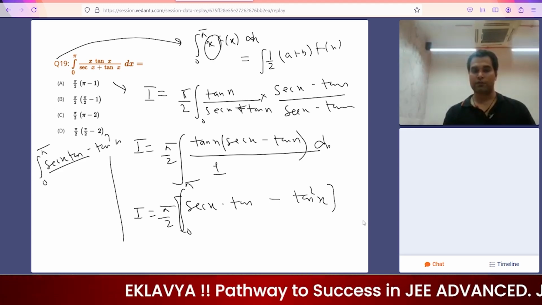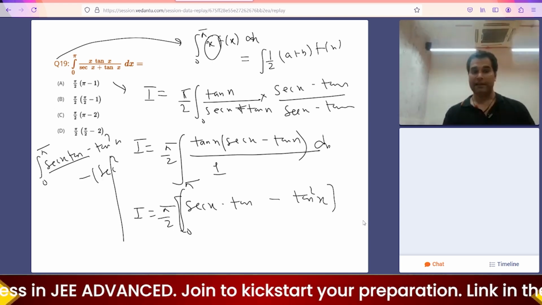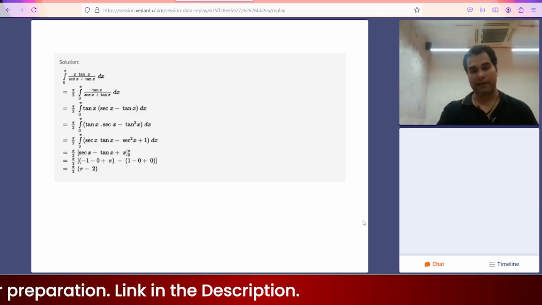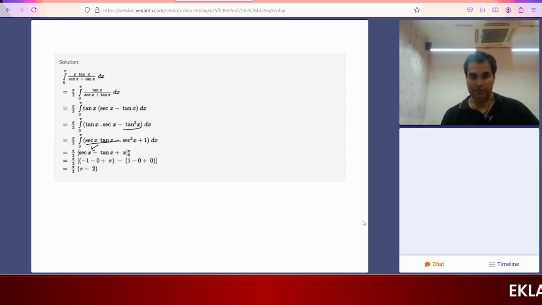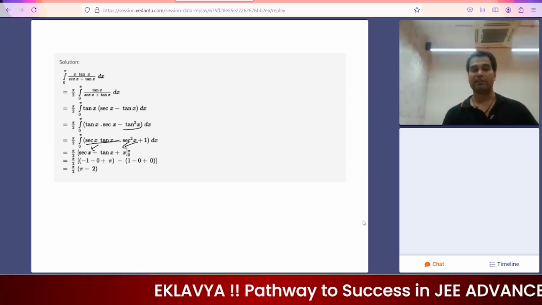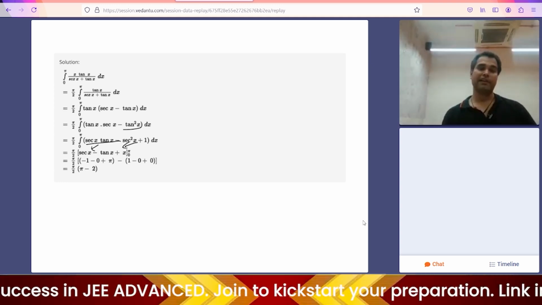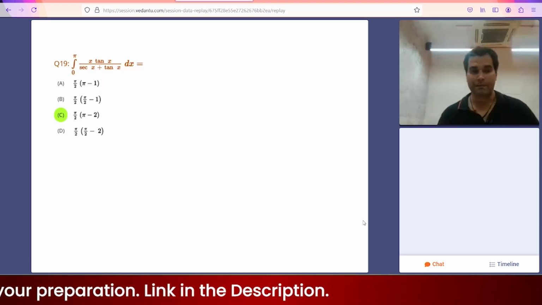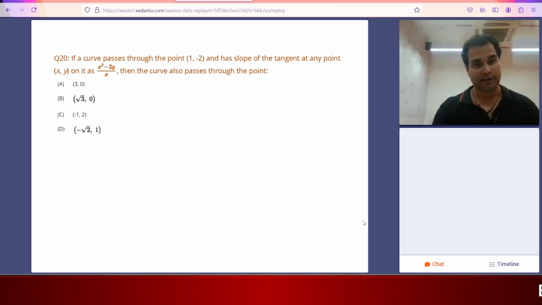minus of tan square x, integration of sec x into tan x, integration of sec x, and tan square x is also written as sec square x minus 1. We will put upper limit minus lower limit, means sec pi is minus 1, tan pi is 0, and here x is pi, and we will get pi by 2 times of pi minus 2, means here option C is the correct answer.